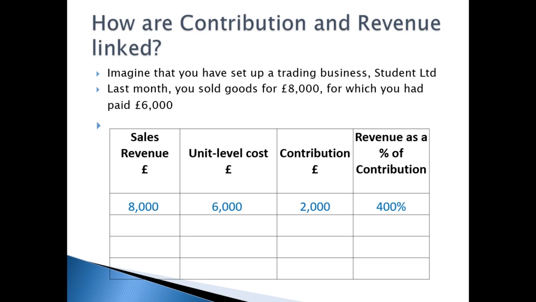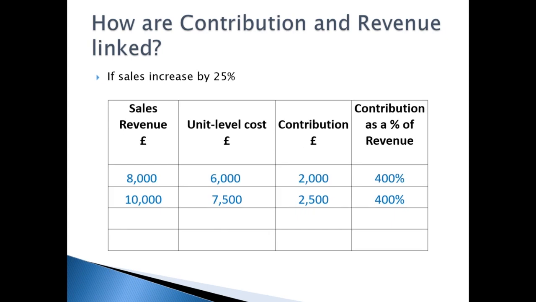And £8,000 is 400% of the contribution. So the revenue is 400%. So let's try a different one. If I've increased the sales by 25%, goes up to 10,000, the costs will go up. The unit level costs will go up by 25% to 7,500. The contribution, therefore, is 2,500, which also means that the sales revenue is 400% of the contribution.